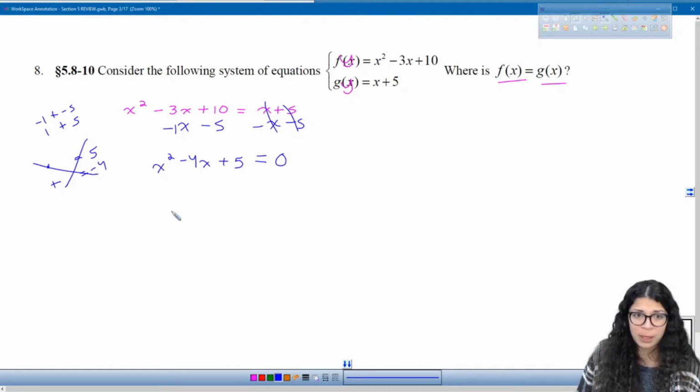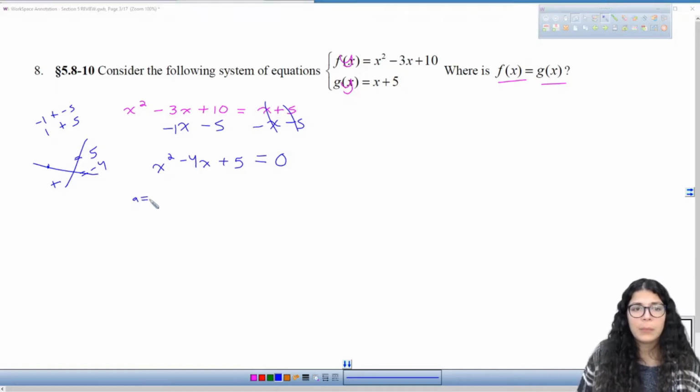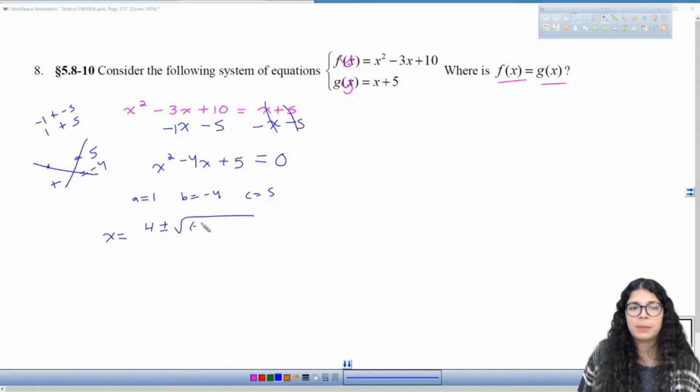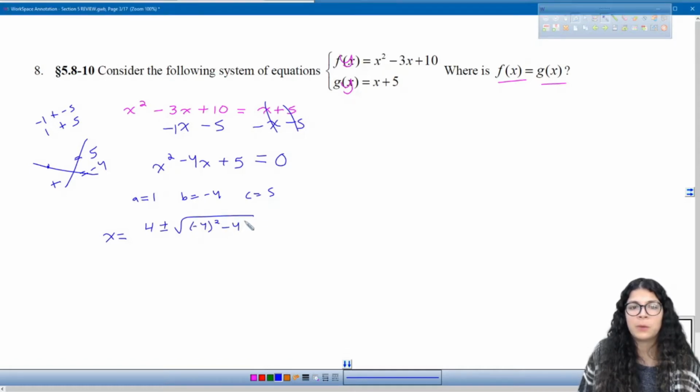which means that I will need to use the quadratic formula. So to use the quadratic formula, I'm going to go ahead and say A is 1, B is negative 4, C is 5. And my quadratic formula is negative b, negative negative 4 is positive 4, plus minus the square root of that b value squared minus 4 times the a value times the c value. This is all going over 2 times the a value.